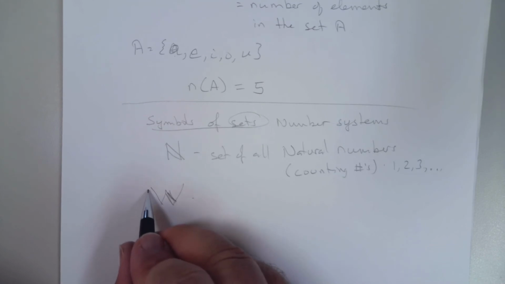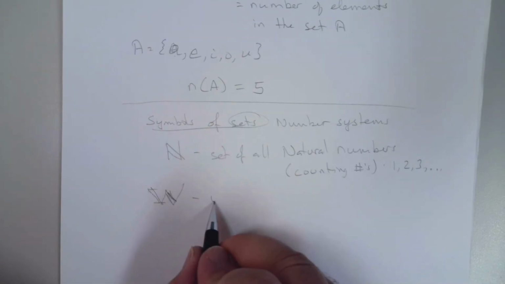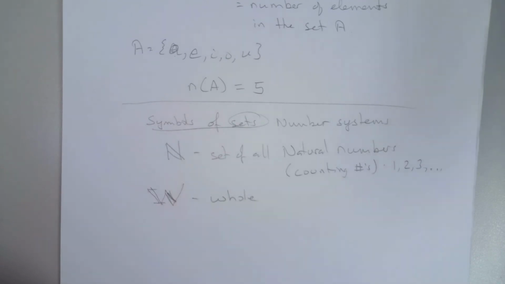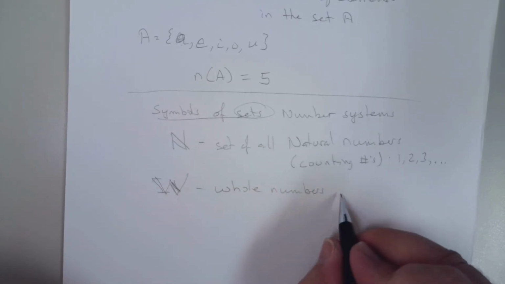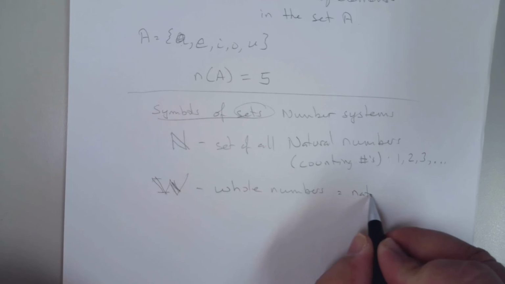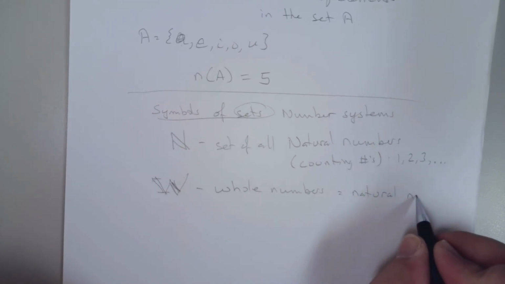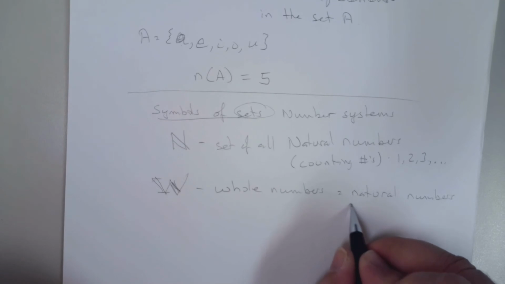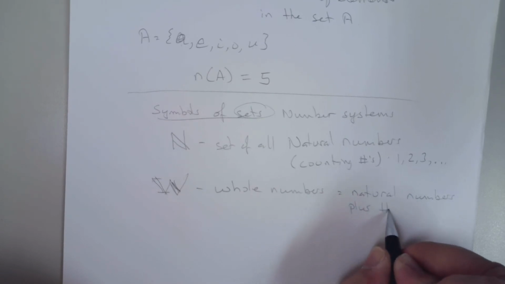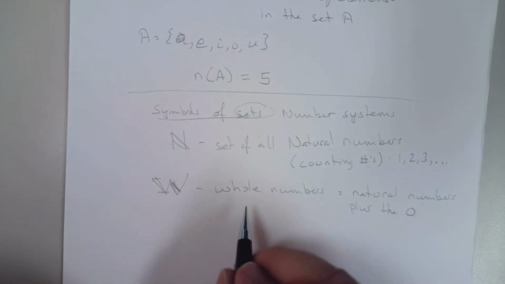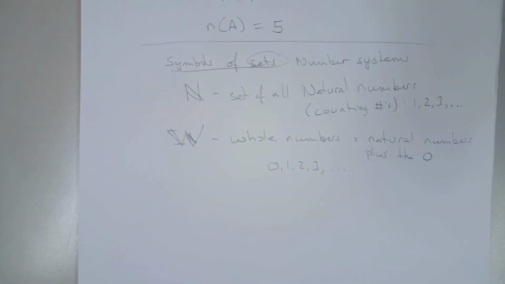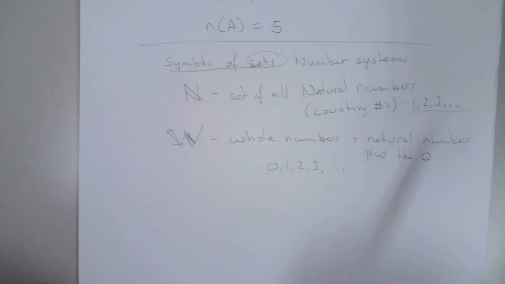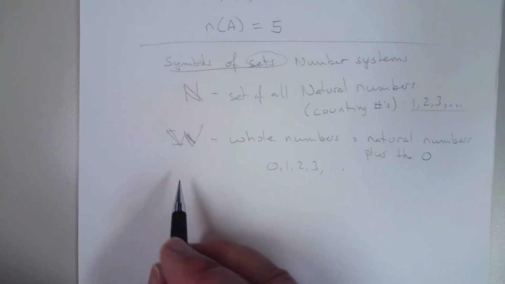If we see a big W, that stands for the set of all whole numbers. Whole numbers are all the natural numbers plus the number zero. So whole numbers are 0, 1, 2, 3, and so on and so forth. If you notice we're building: just the counting numbers, then we have 0. Let's go to the other side now. We also have to include those guys.